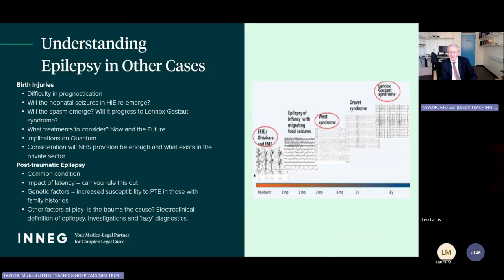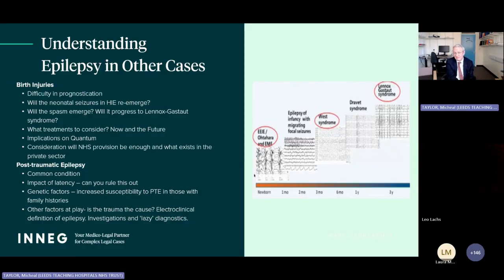Sometimes epilepsy evolves, and be aware that we may say, keep an eye on this case, because actually revisiting things may give you better prognostication. Your neonatal seizures in HIE may well re-emerge later on as infantile spasms or West syndrome, depending what way you like to refer to it, and then it could eventually evolve into Lennox-Gastaut. So it is very difficult to make those calls early, and that may have direct impact on the quantum, on what your long-term outcomes are and what the care needs are in the long term.